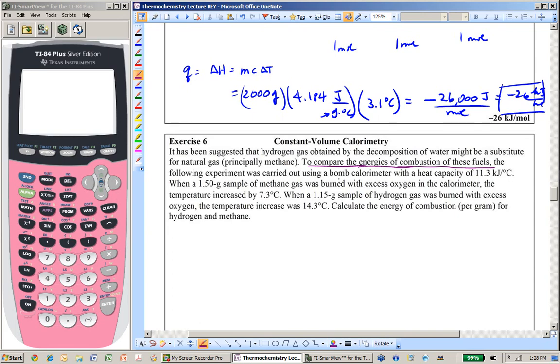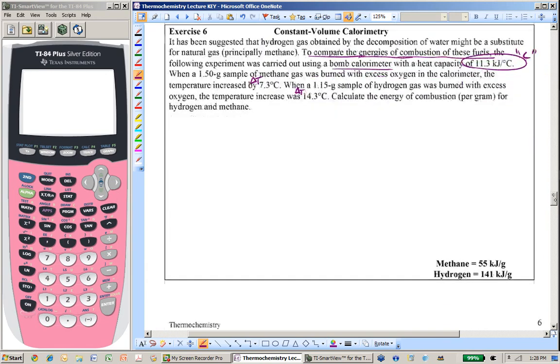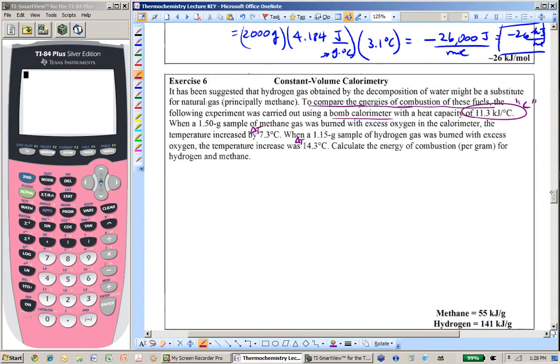The following experiment was carried out using a bomb calorimeter with a heat capacity of, so that is my big C. Notice it's got kilojoules per degree C. When a 1.5 gram sample of methane was burned, the temperature increased by 7.3. There's my delta T for methane. When a 1.15 gram sample of hydrogen gas was burned with excess oxygen, the temperature was increased. There's my delta T for hydrogen. So they gave you everything here. So the best thing to do is calculate the energy of combustion per gram for both. Methane first. Okay, so let's do methane, CH4.